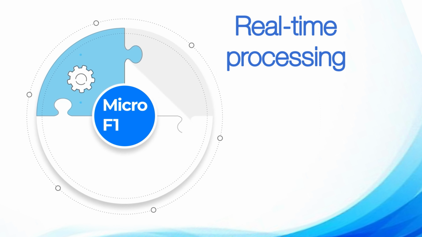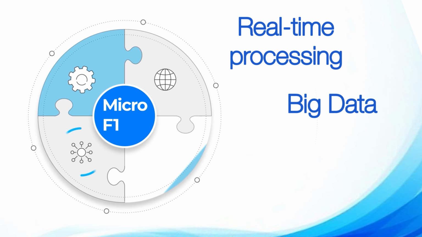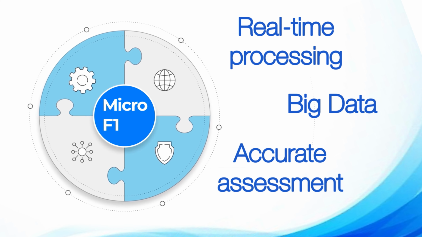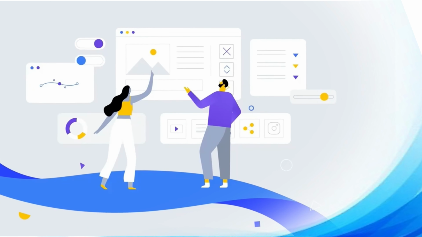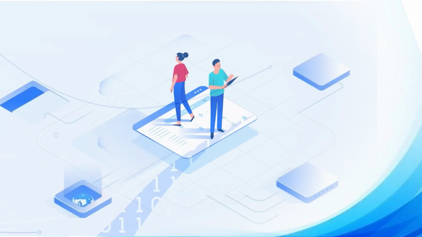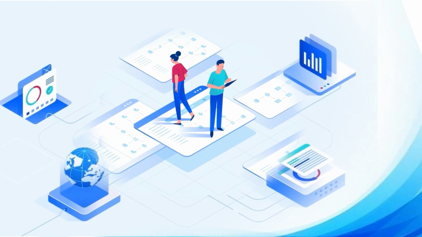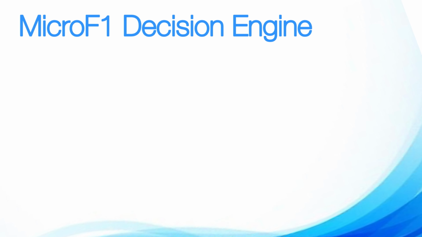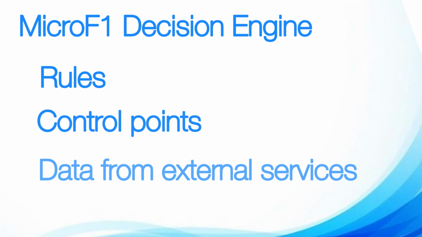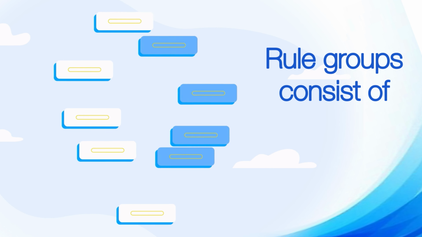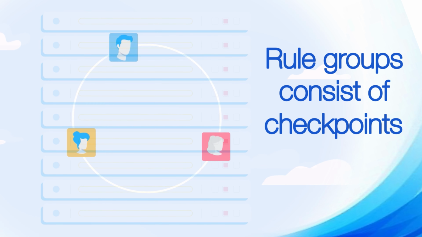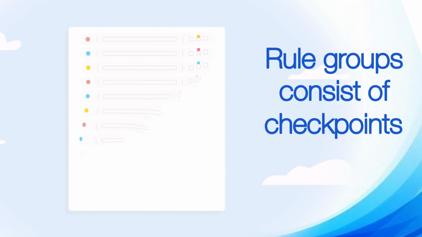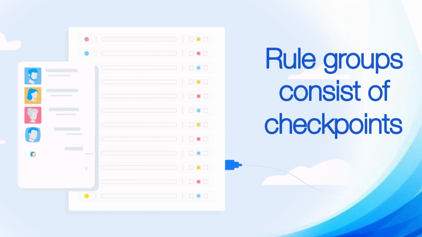MicroF1 allows you to instantly process large amounts of data and generate an accurate assessment of borrowers' creditworthiness. We use modern tools based on big data technologies and effective verification rules to guarantee a high level of reliability and objectivity. Our system makes decisions based on the following factors: rule groups, checkpoints, and integration with external services. Groups of rules consist of checkpoints. They provide a structured and objective assessment. With the help of checkpoints, employees can flexibly manage the scoring model.